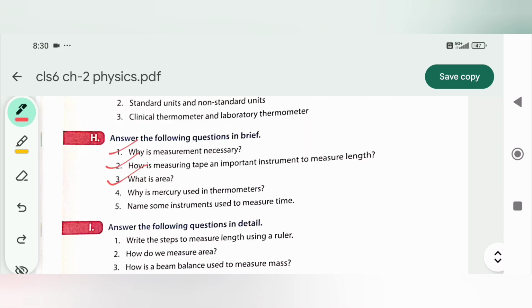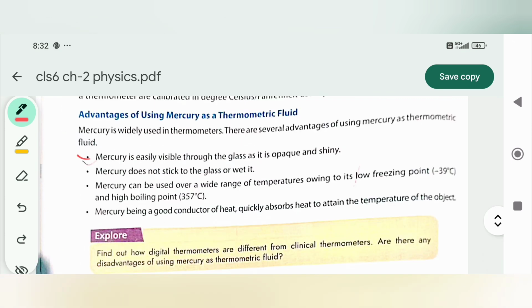Why is mercury used in thermometers? Because mercury is easily visible through the glass as it is opaque and shiny. Mercury does not stick to the glass or wet it. Mercury can be used over a wide range of temperatures owing to its low freezing point, minus 39 degrees Celsius, and high boiling point, 357 degrees Celsius. Mercury, being a good conductor of heat, quickly absorbs heat to attain the temperature of the object. So this is H 4.